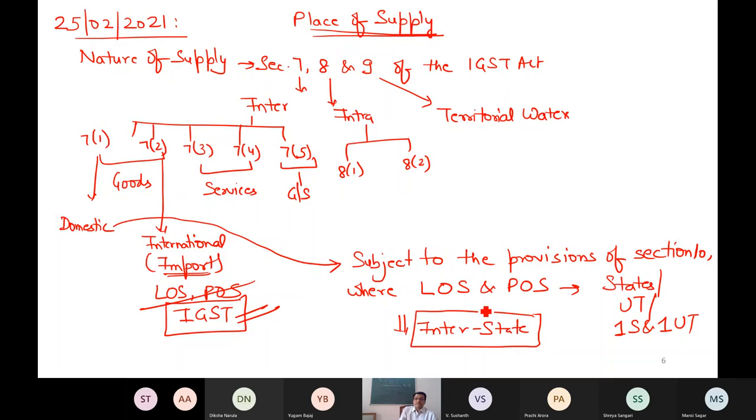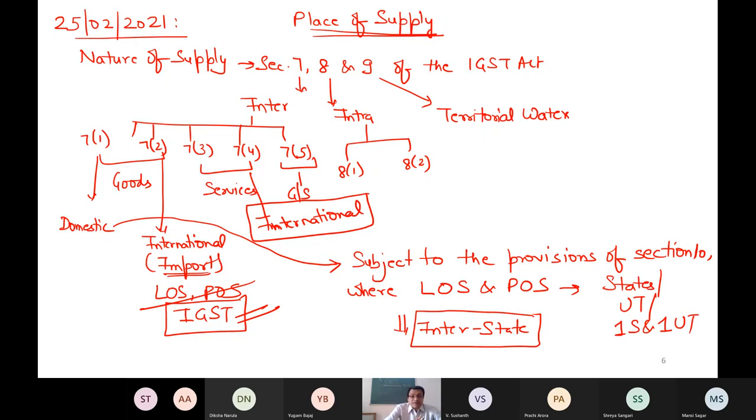The place of supply helps in achieving two purposes. First, it does not help in case of international supply in determining whether it is inter or intra, because by default, as per section 7.2, all import of goods are interstate, and as per section 7.4, all import of services are interstate. So there is no need to take any help. As far as international supply is concerned, place of supply is not relevant. As far as my first point is concerned, that whether it is inter or intra, by default, every international supply is interstate.